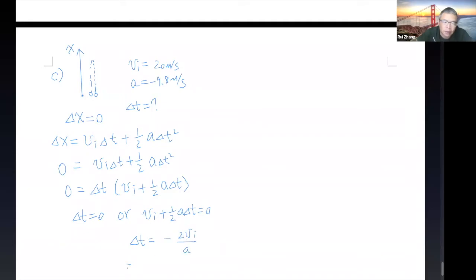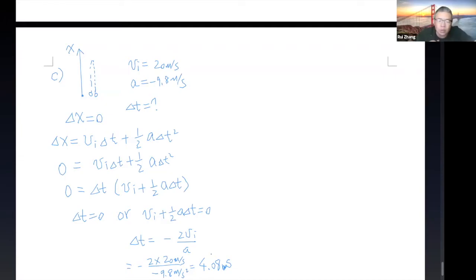So plug in numbers: negative 2 times 20 meter per second divided by negative 9.8 meter per second squared. Now notice again, the minus sign here is important because this cancels this negative sign. So you have 40 divided by 9.8, and you got 4.08, sorry, this is going to be seconds, because meter per second divided by meter per second squared is second. So 4.08 second is the answer for this problem.